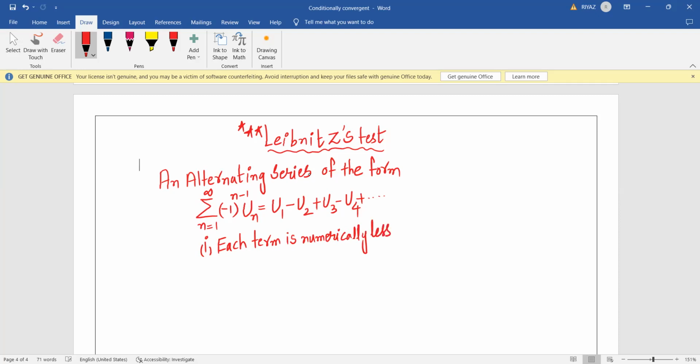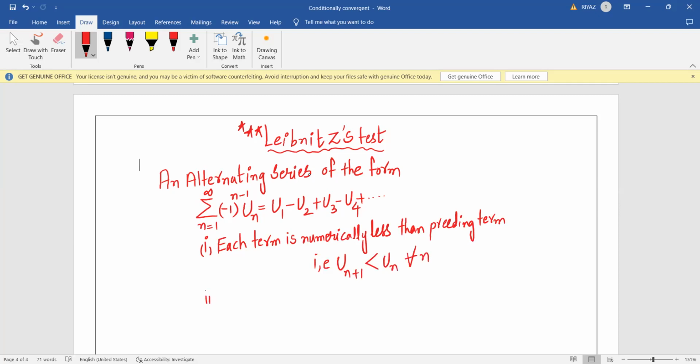Numerically less than the preceding term. And the mathematical meaning of this is that u(n+1) is strictly less than u(n) for all values of n. This is condition number one.